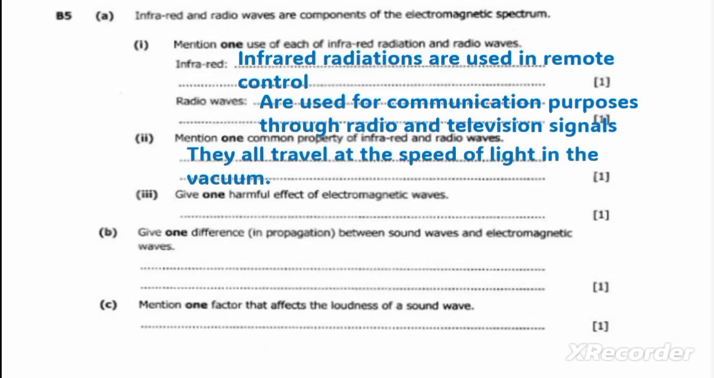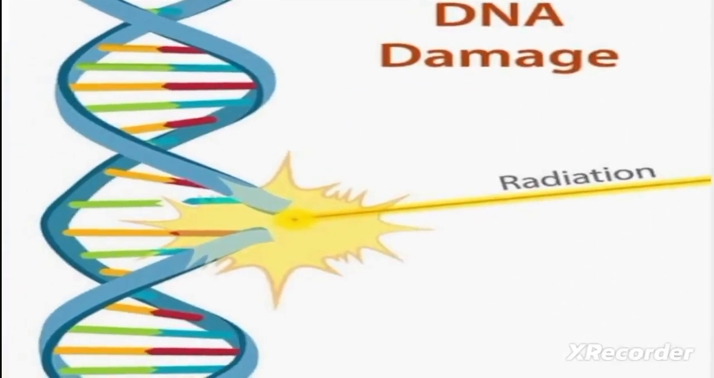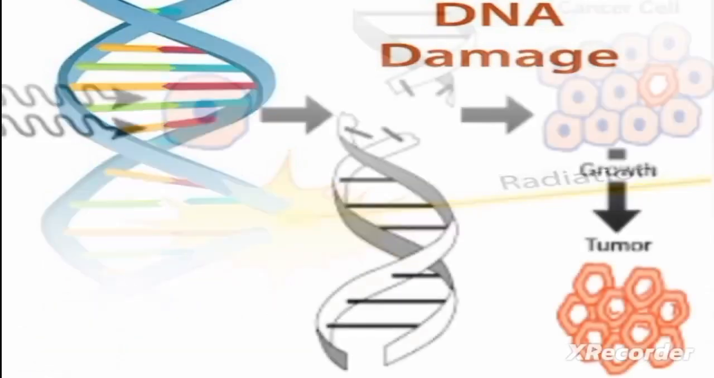The next question is question B5A, Roman numeral 3. Give one effect of electromagnetic waves. So electromagnetic waves may cause cancer. Prolonged exposure to electromagnetic waves may cause cancer.